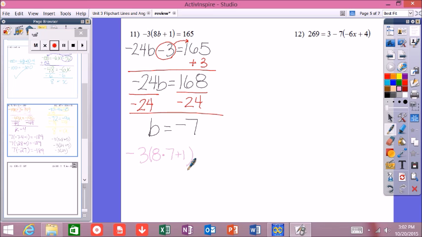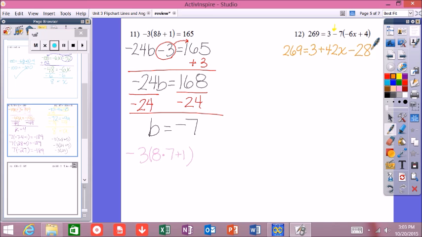Replace b with negative 7 and evaluate. Got it. Alright. Look at number 12. There is a negative in front of the 7. So when we're going to distribute on number 12, we have to make sure we distribute the negative as well. A lot of students want to combine 3 and 7, but you can't because 7 is being multiplied before you can combine it. So bring that 3 down and let's distribute the negative 7.